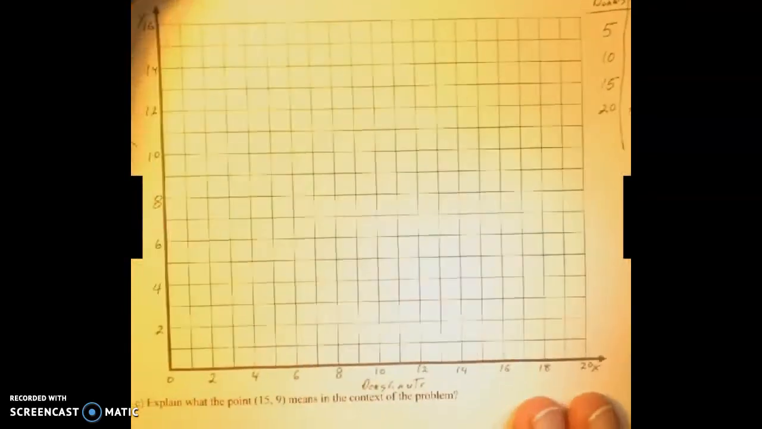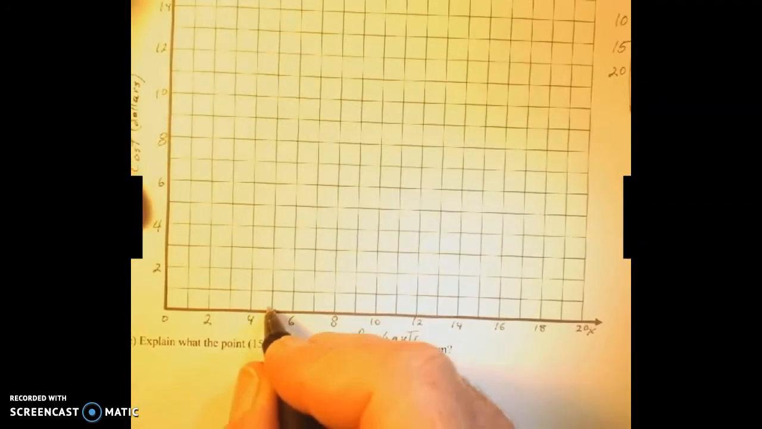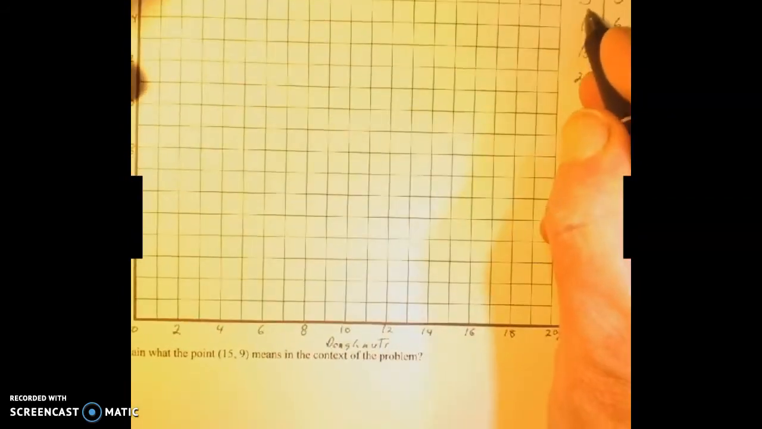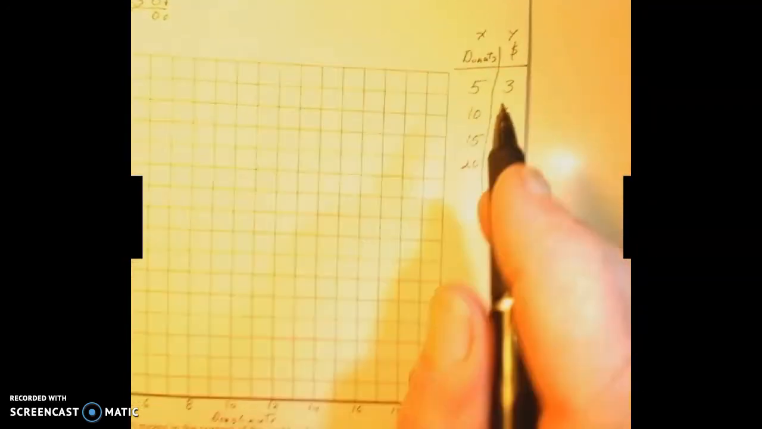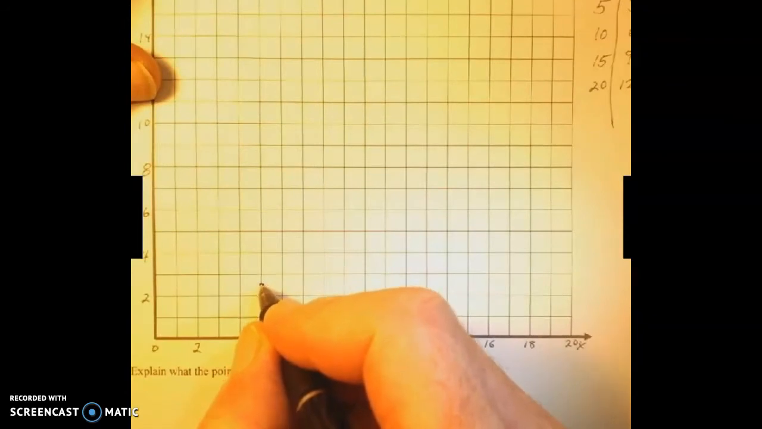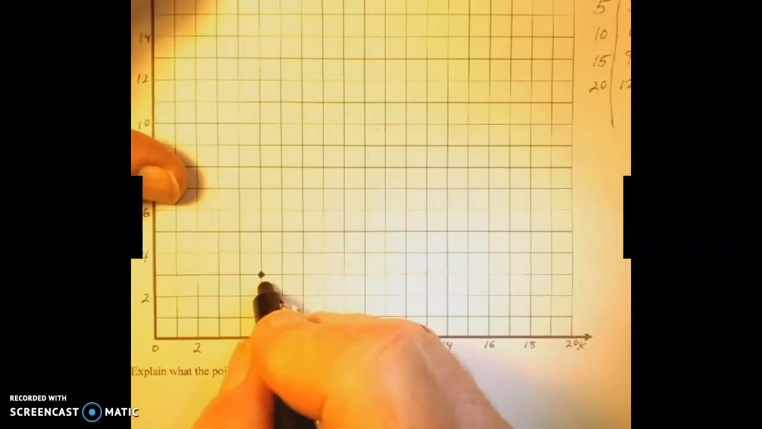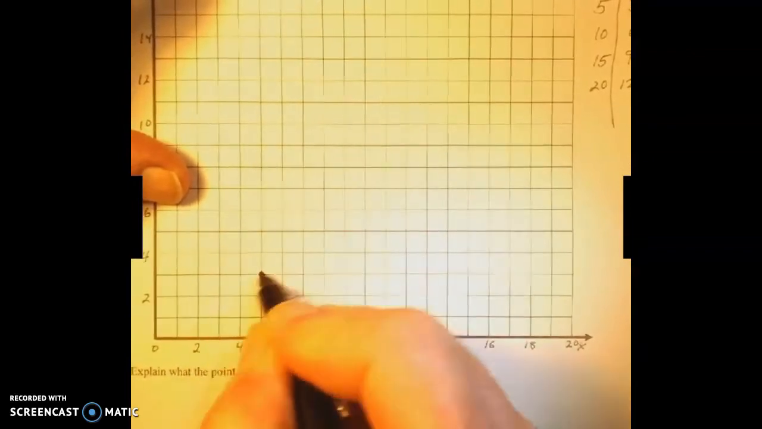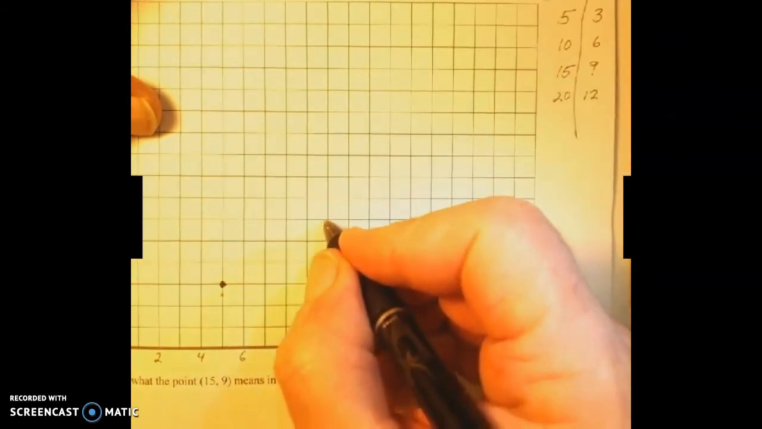Now plot your points. When he buys 5 donuts, it costs $3. Again, this is my x-coordinate, this is my y-coordinate. So 5 on the x-axis, 5 donuts will cost $3. About, whoops, sorry, right there because I was numbering every other line. And 10 donuts would cost $6.